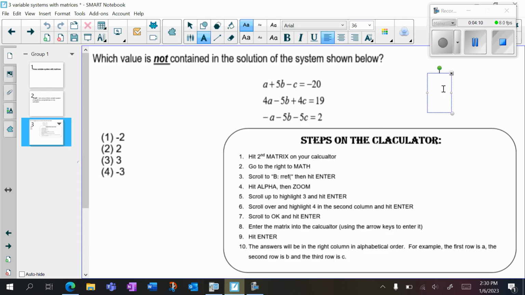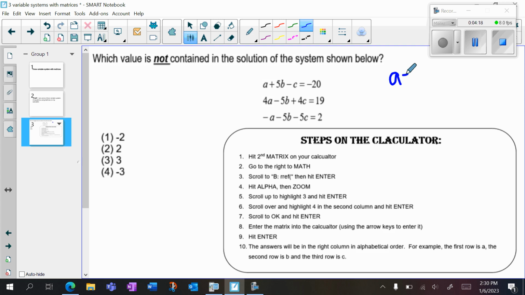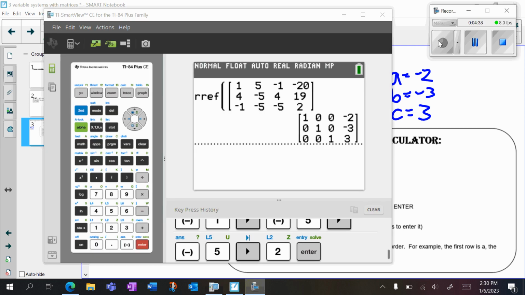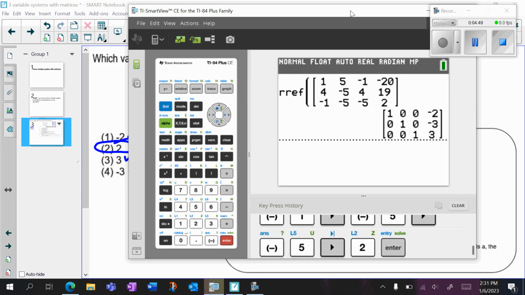Let's write that down. So a was negative 2, b was negative 3, c was 3. So the question is asking which value is not contained in the solution of the system shown below. So negative 2 is, negative 3 is, and 3 is. Therefore, 2 is not the solution. Once again, we're using matrices to solve for 3 variable systems, which is a nice, easy way for us to solve for a, b, and c and get our answer.